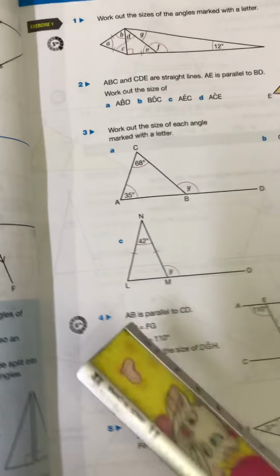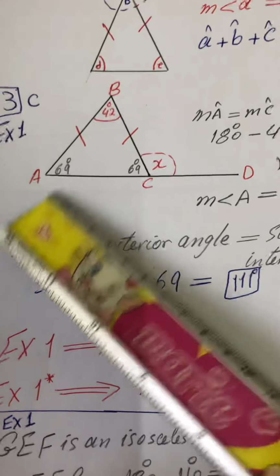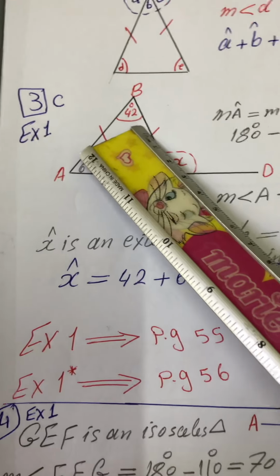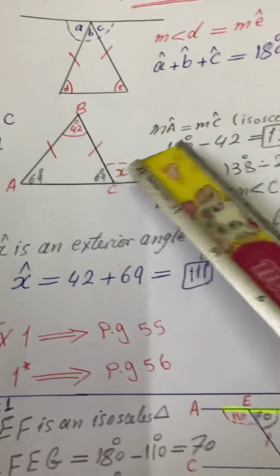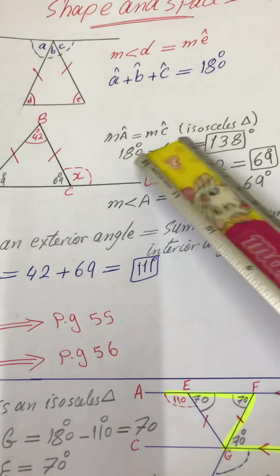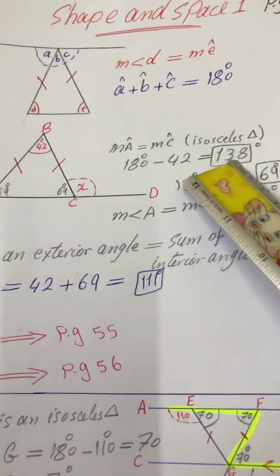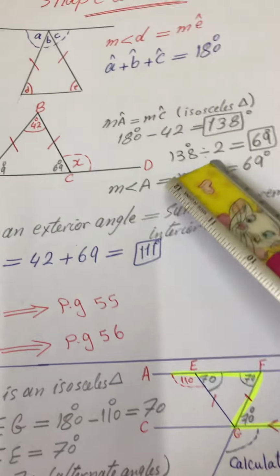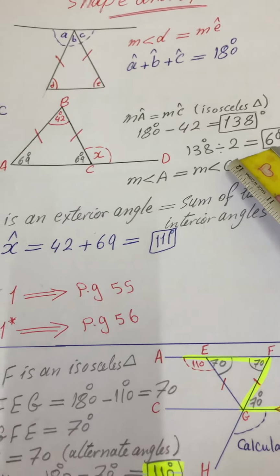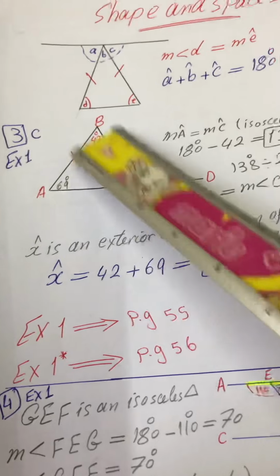And take care with this kind of problem. I have an isosceles triangle, so how can I solve this problem? Attention, I have an isosceles triangle and just one angle equals 42. To find the measure of each angle here, I will say 180, the sum of any triangle, minus 42 equals 138. I have to divide this 138 equally between measure angle A and C. When I divide it, it will give me 69. So measure angle A equals 69, measure angle C equals 69. Why? Because I have an isosceles triangle.